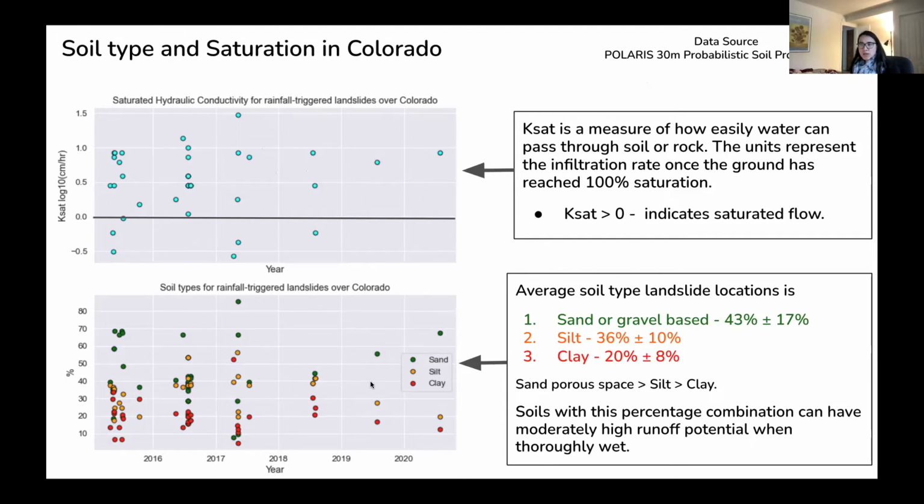The plot below is the percent of sand, silt, or clay for each landslide. And sand or gravel wins out, which are these green circles. And again, from what I've read, that percent combination of 40% sand, 30% silt, and 20% clay can have moderately high runoff potential when thoroughly wet. So runoff rather than infiltration-driven events are the dominant physical mechanism for these landslides.